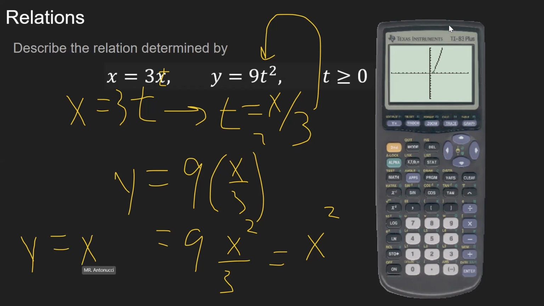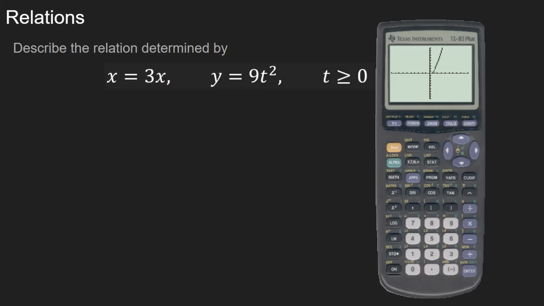Now, if I graphed y equals x squared, you would have a complete parabola. To get it to line up with the exact parameterization we have here, you would have to restrict the domain to be x greater than or equal to 0. All right, so let me show you how to do this over in Desmos.